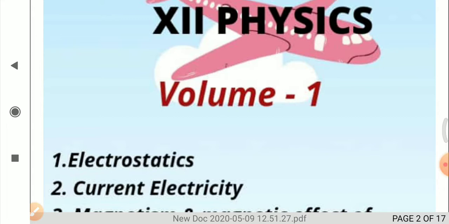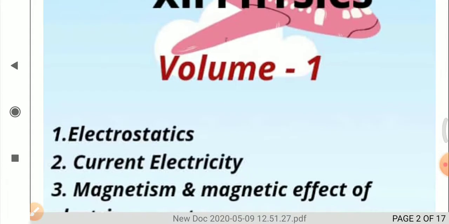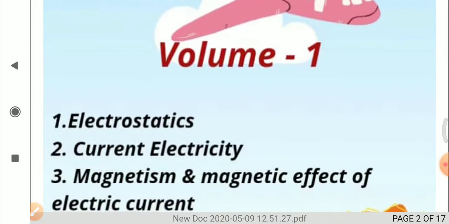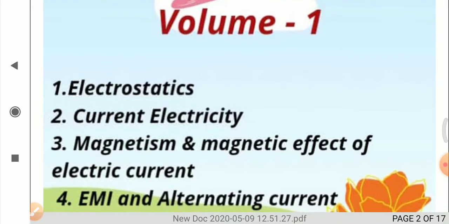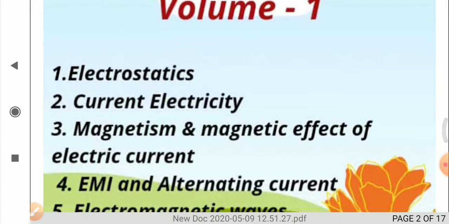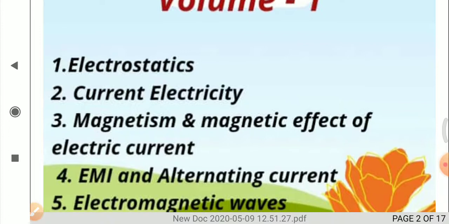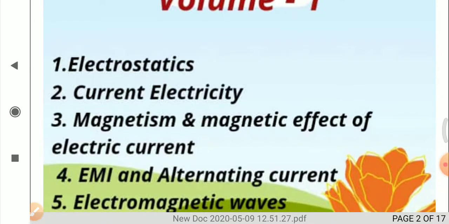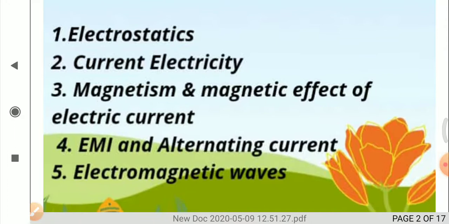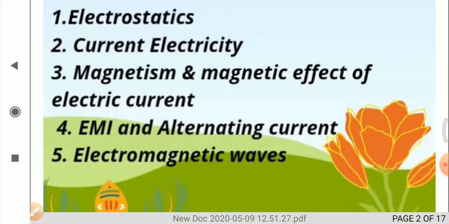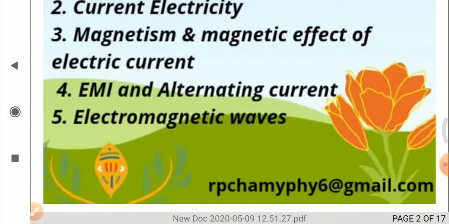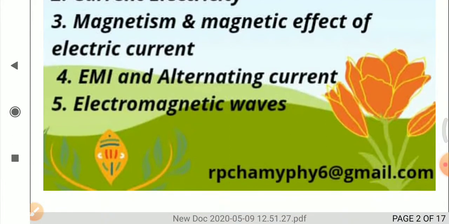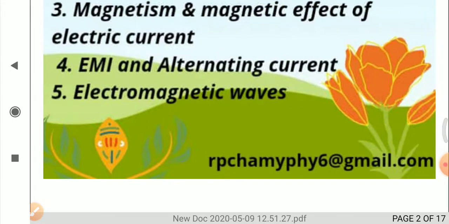In the first volume there are 5 chapters. The first chapter is electrostatics and the second chapter is current electricity. The third chapter is magnetism and magnetic effect of electric current. The fourth chapter is EMI, that is electromagnetic induction and alternating current. And the fifth chapter is electromagnetic waves. So these are the 5 chapters in the first volume.